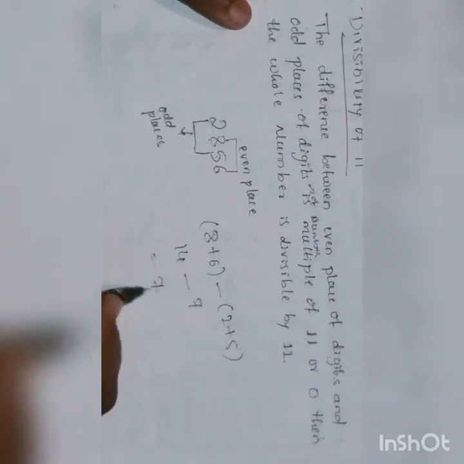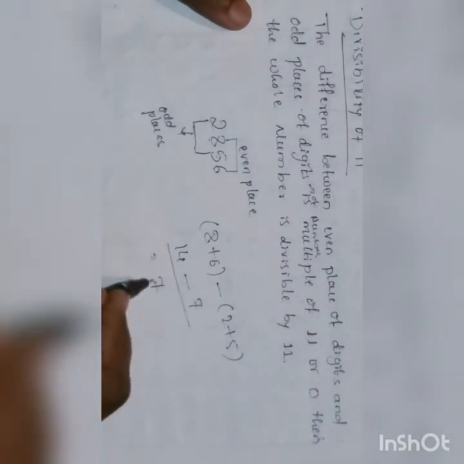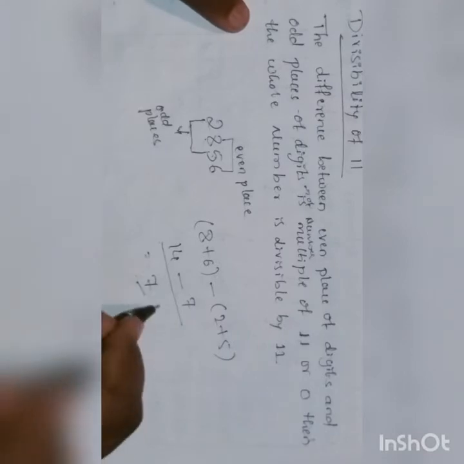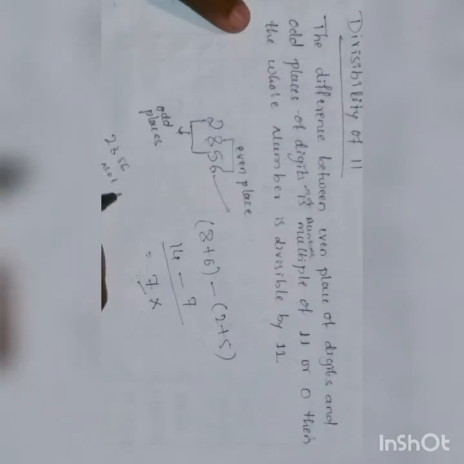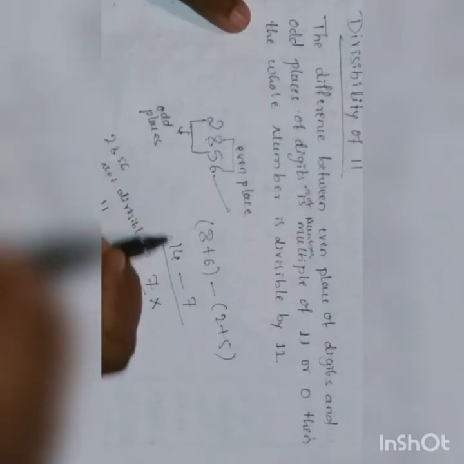What am I getting here? 7. So when I subtract, the result should be a multiple of 11 or 0. Here it is not a multiple of 11, and it is not 0 either. That's why the number 2856 is not divisible by 11. Why have we checked this?